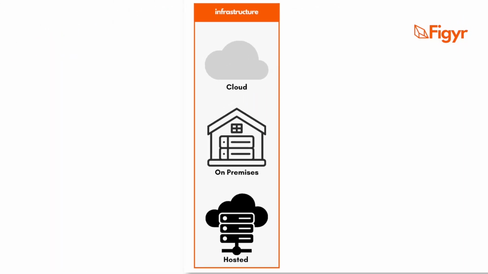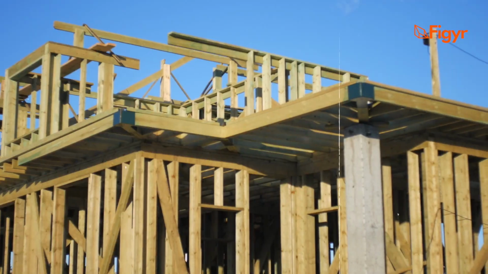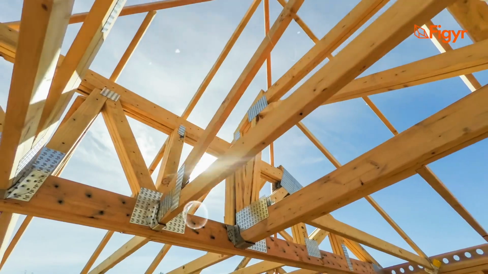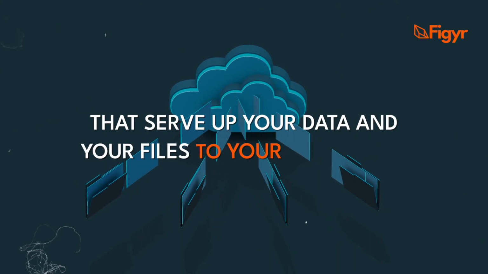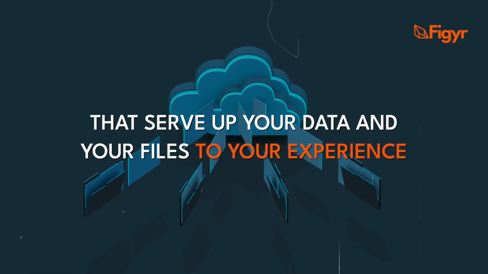Starting with foundational elements. All architectures are supported by an infrastructure. This is the system of resources that store and access information. Using the analogy of a house, the infrastructure is materials and the framework that stabilizes the house. It makes it strong, it makes it functional. In technology, you've probably heard terms like cloud, on-premises. These are infrastructure elements. They're basic storage systems that serve up your data and your files to your experience.